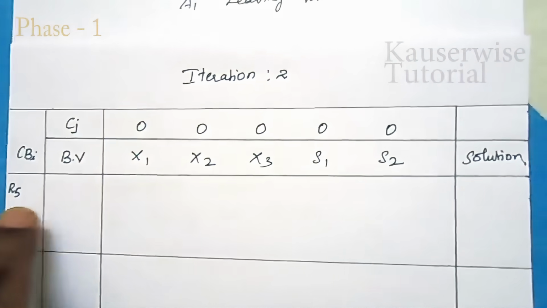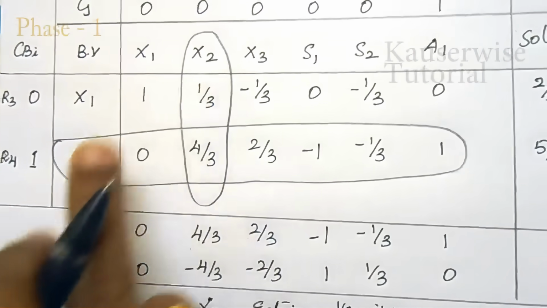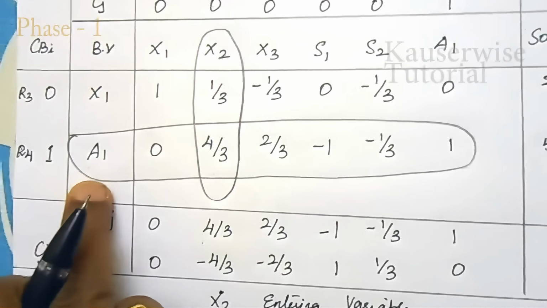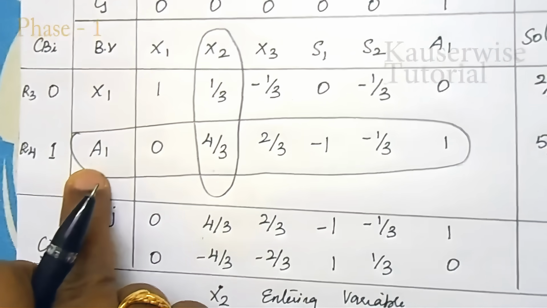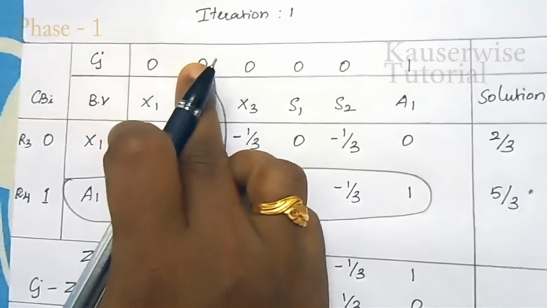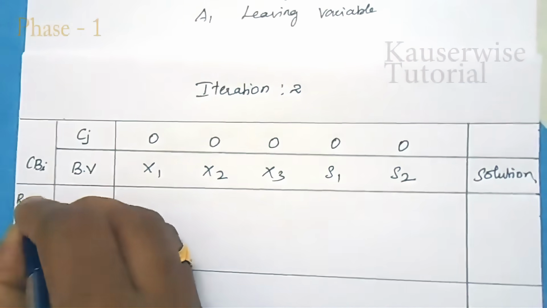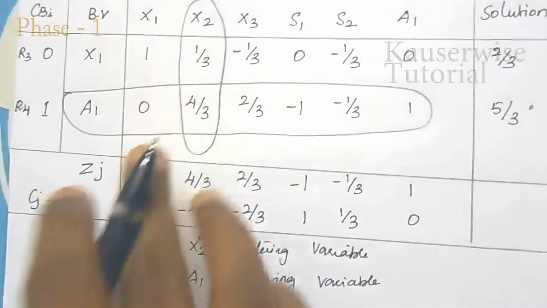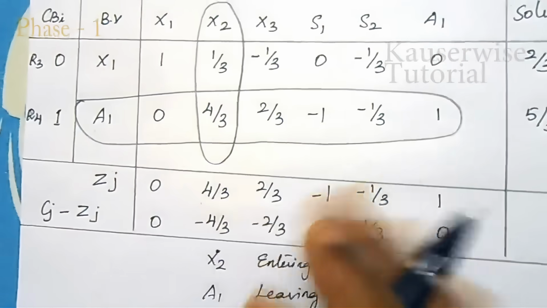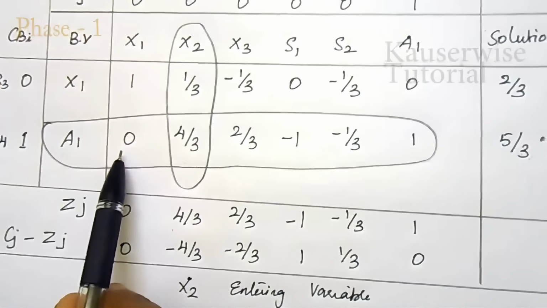For row 5, look at the previous iteration. x2 will be the entering variable and a1 will be the leaving variable. So instead of a1, we need to write x2 here. So x2 coefficient value is 0. Okay, so in order to find out row 5, look at the previous iteration. So the formula is old value divided by key element.